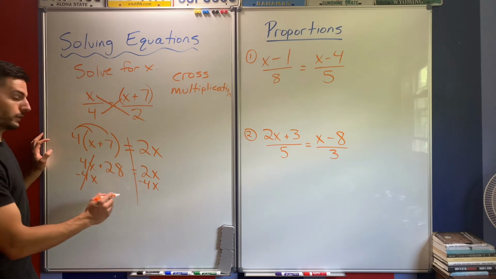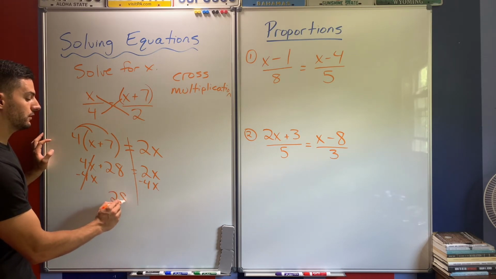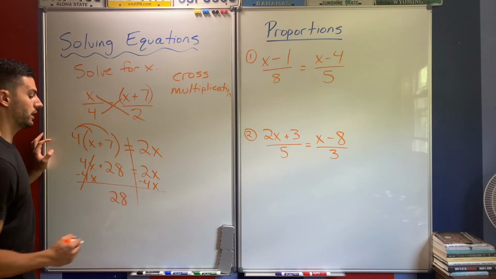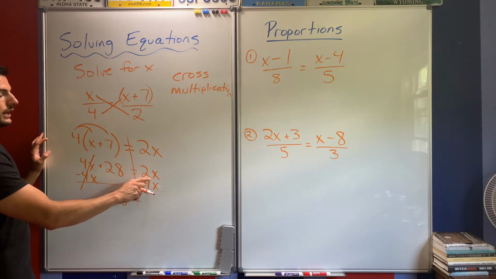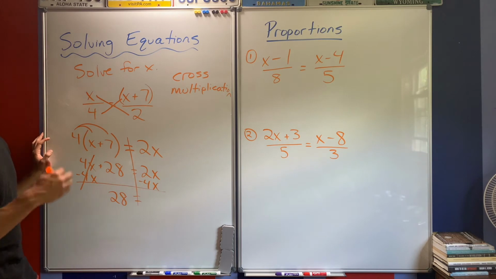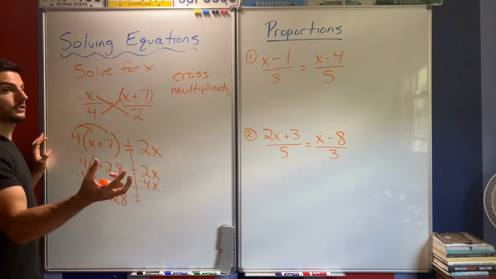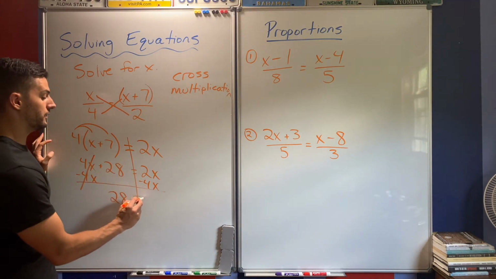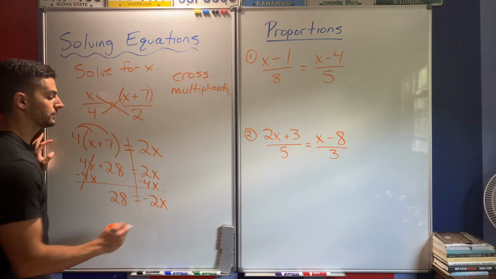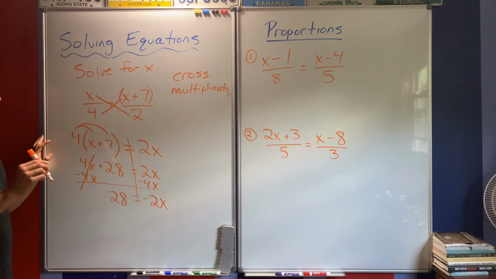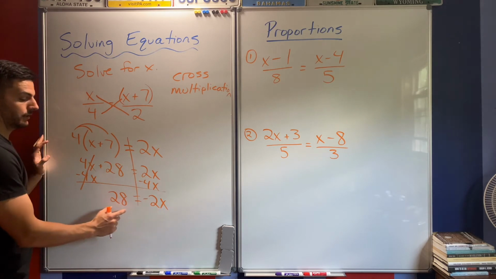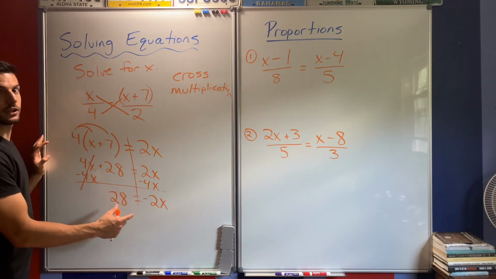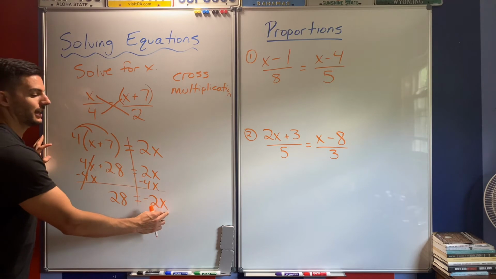I cancel that, right? And so what am I left with? I'm left with 28. Again, you can draw your line here to separate. 28 equals 2x minus 4x. Again, those are like terms, I can subtract. 2 minus 4 gets me negative 2x. Okay? And so now I have, again, my x term on one side and my 28 on the other side, my constant, okay?